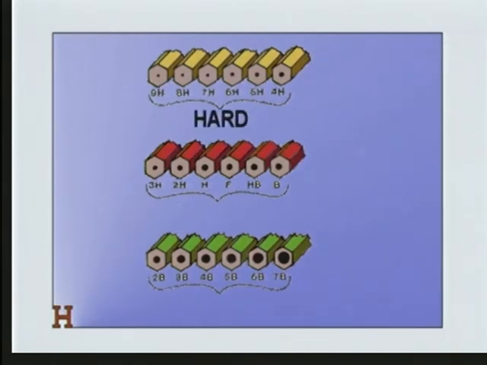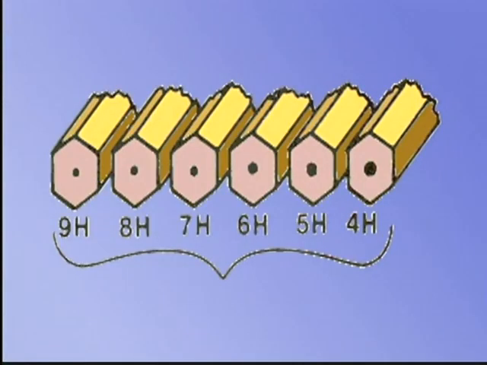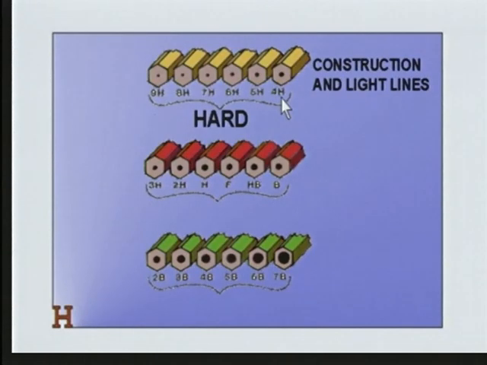We have different grades of lead, starting with the hard lead. Hard leads are used for construction lines and for light lines, and they vary from 9H, which is the very hardest, down to 4H, which is not as hard as 9H.